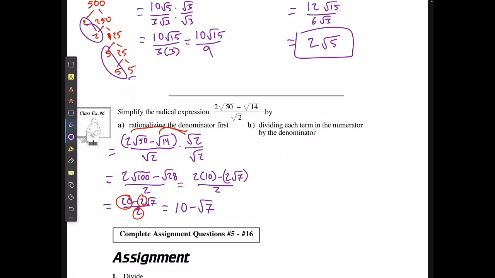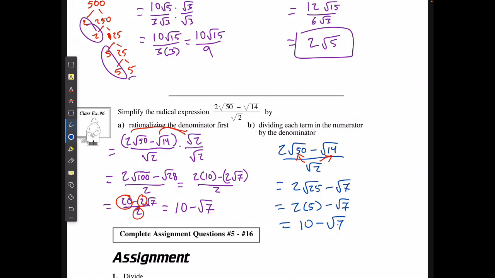Now, if I do it the other way, I should wind up with the exact same answer. If I have 2 root 50 minus square root of 14, all divided by the square root of 2, then I'm going to divide the square root of 2 from each of the terms individually. And I'm going to get 2 and the square root of 25 minus the square root of 7. The square root of 25 is 5, minus square root of 7, which is going to give me 10 minus root 7, and I get the exact same answer, no matter which way I did it.